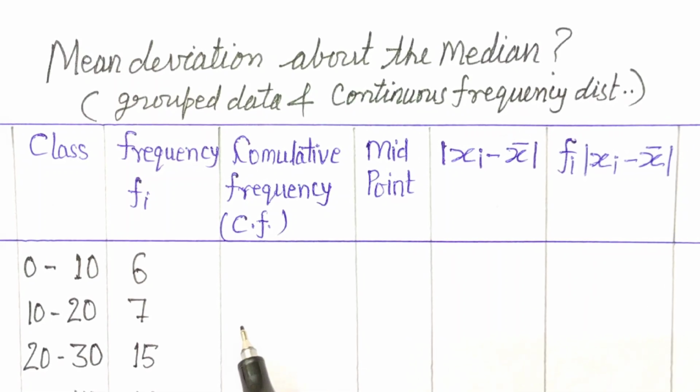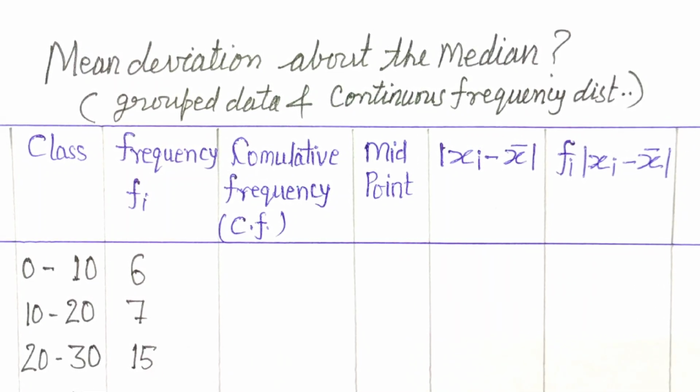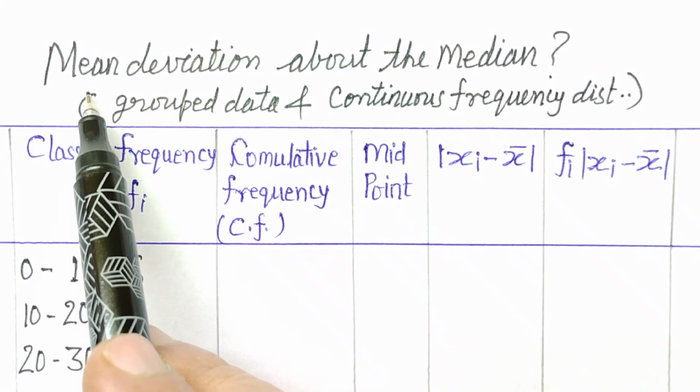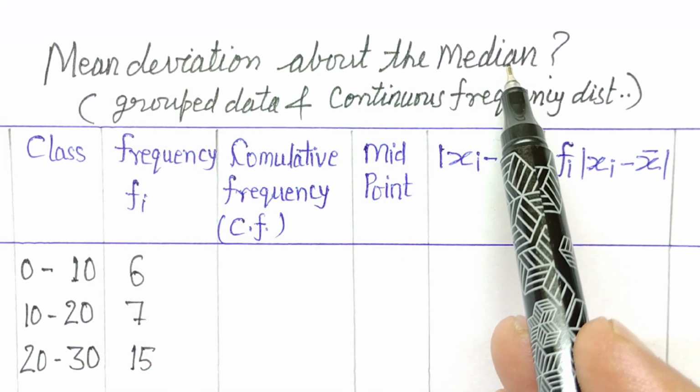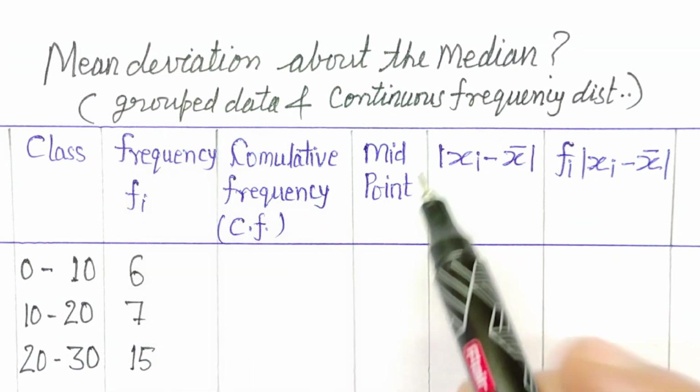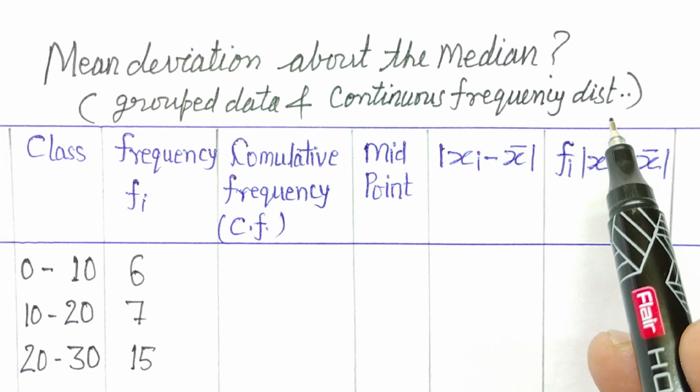Hi friends, today we have a nice stat problem. Here we have to find out the mean deviation about the median, right? The data are grouped, a continuous frequency distribution, okay?